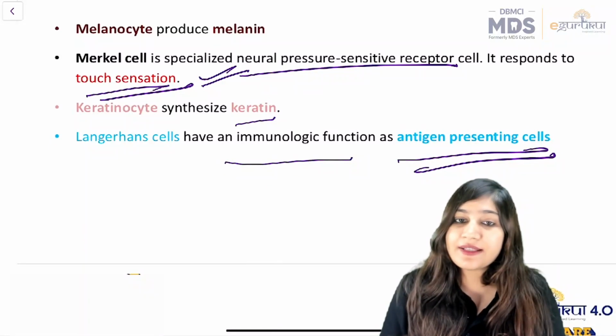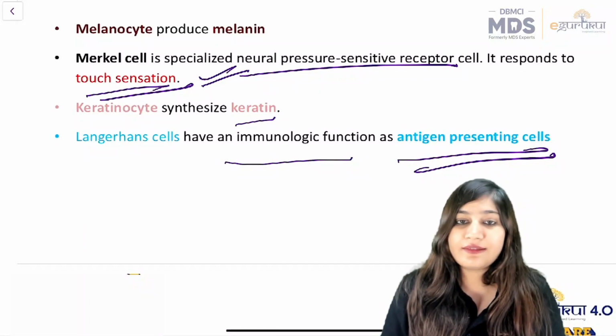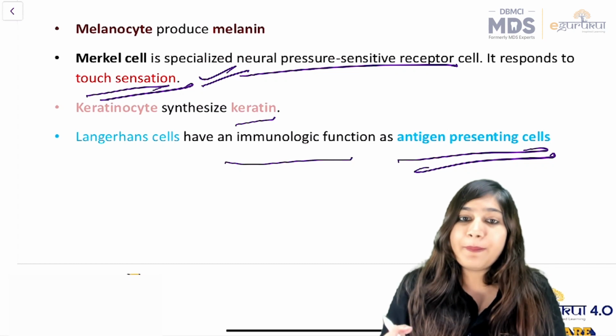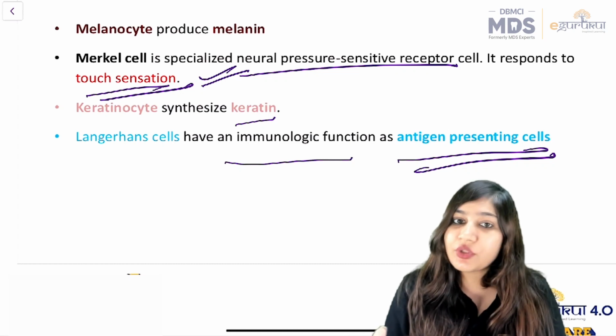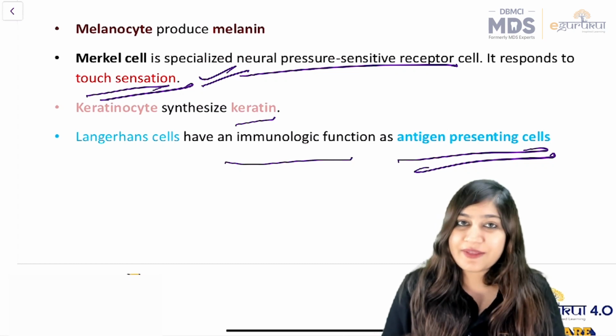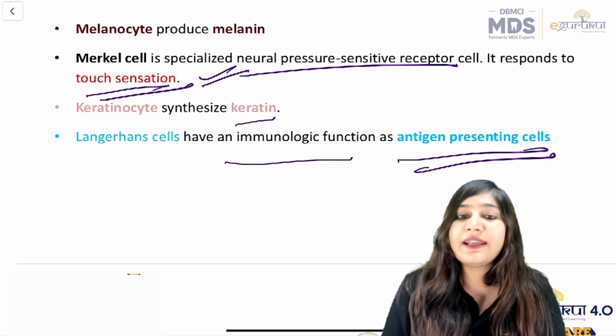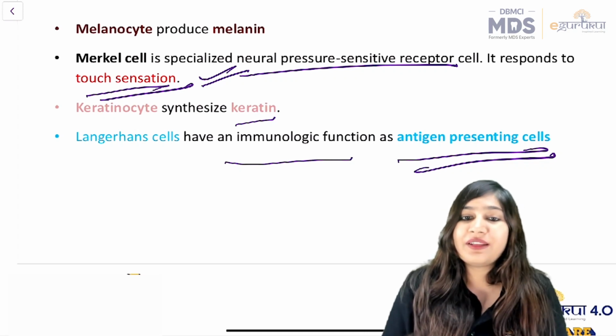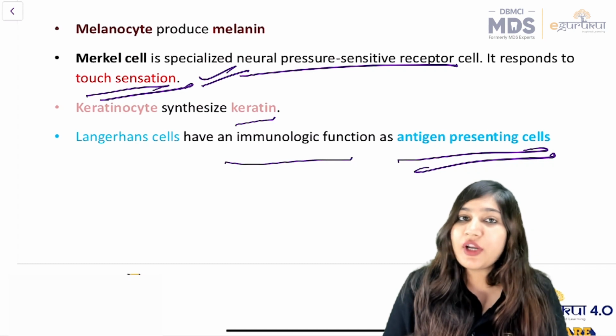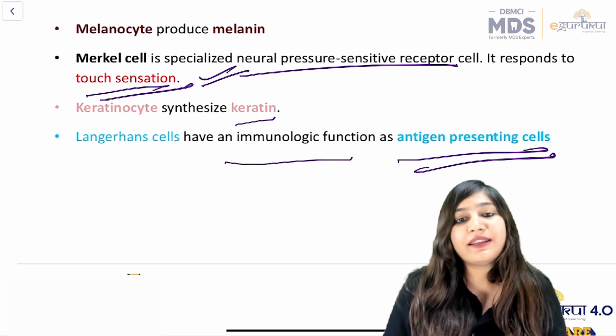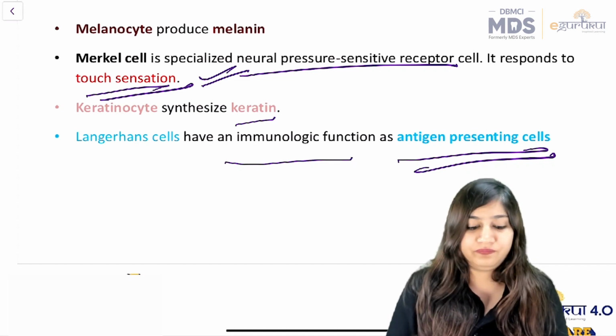Melanocytes and Langerhans cells are mainly clear cells, but Merkel cell mainly constitute desmosomes and tonofilaments, as a result of which it is not dendritic and hence it doesn't appear clear.